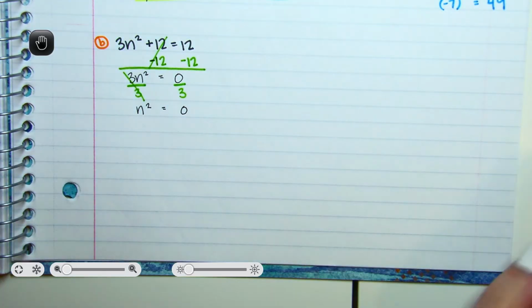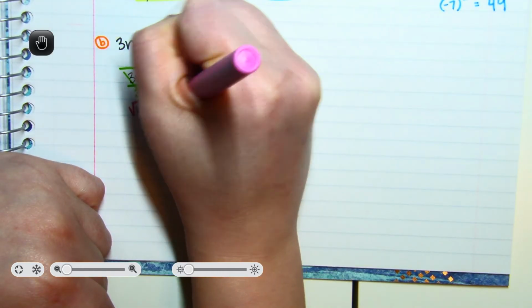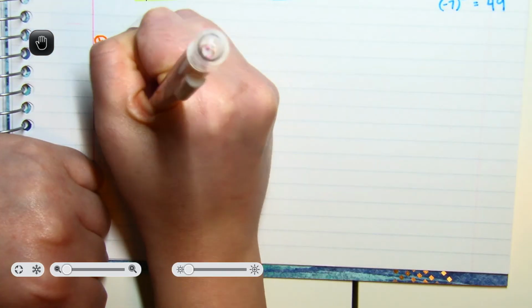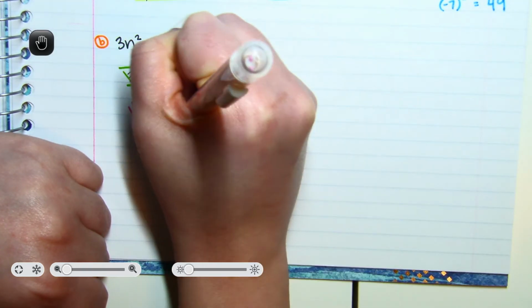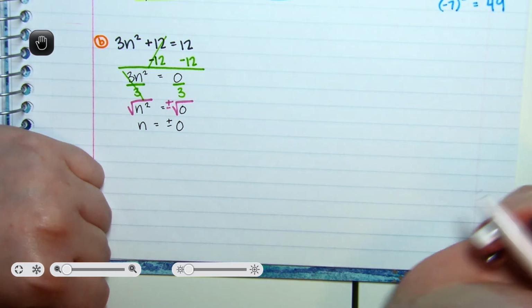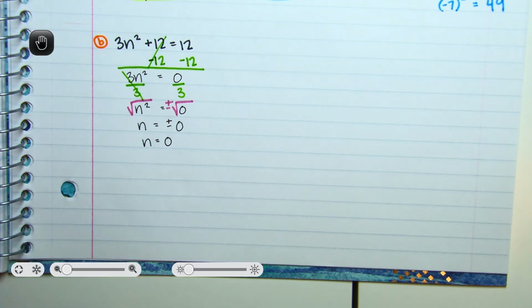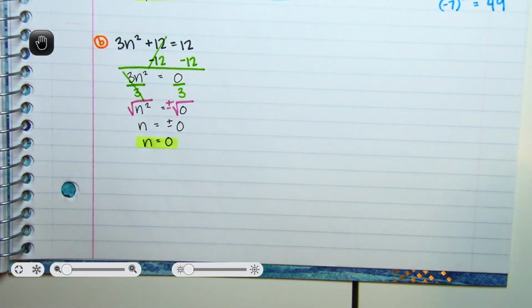So now that my squared term is isolated, I can go ahead and take the square root of both sides. And remember, when I do that, I add the plus or minus to my answer. So n is going to equal plus or minus 0, but 0 can't be positive or negative, so we just write 0. And we're done. Not too bad, right? I don't think so.